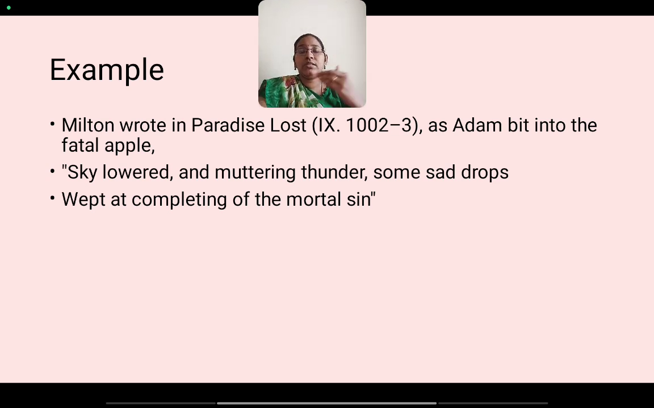So the sky is lowering. We cannot say that the sky is lowering; it's like a human who is lowering and muttering thunder. Muttering means speaking in a little bit noisy way. So the thunder is speaking, and then we find some sad drops. The raindrops are described as sad, carrying the feeling of sadness, and the sky is weeping for the mortal sin. Here the sky is personified as a human being, muttering as well as shedding sad drops. This is called personification.